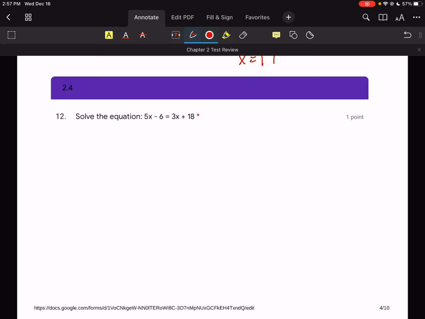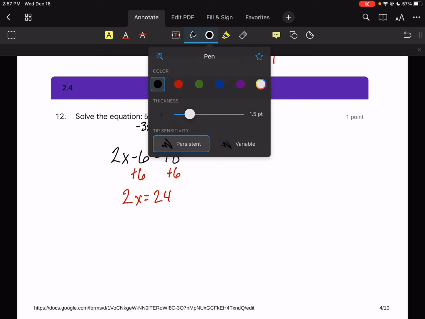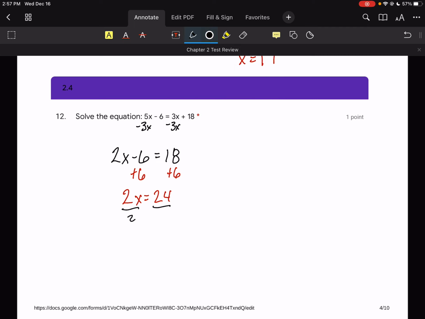Next up, we have 2.4, and in 2.4 we have questions with our variable on both sides. So we want to move our variable to one side and our numbers to the other. So I'm going to move 3x. If you move something else first, that's fine. Wait until the end and see if you got the same thing. So then I'm going to have 2x minus 6 is equal to 18. I'm going to move that 6 to the other side and get that 2x is equal to 24. Divide both sides by 2. So x is equal to 12.